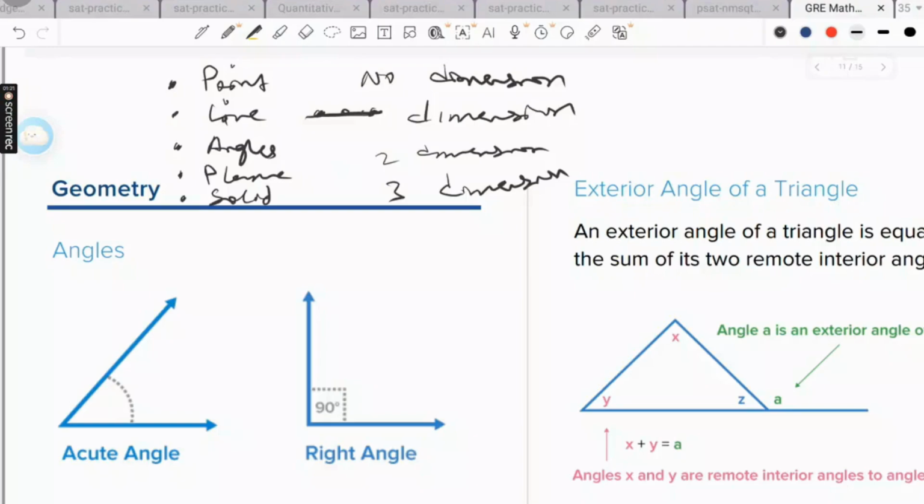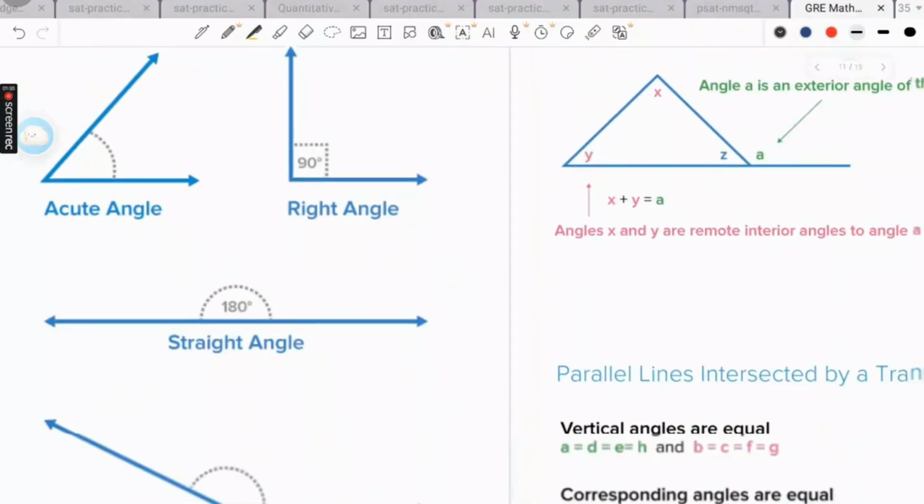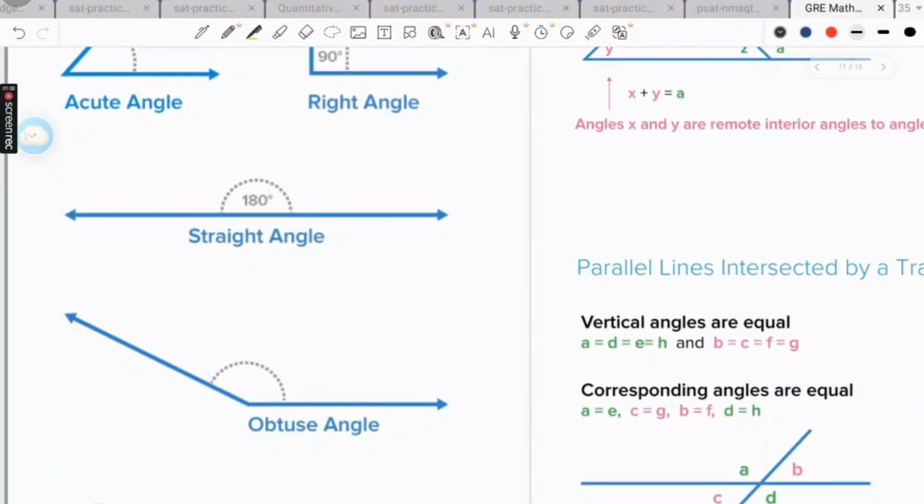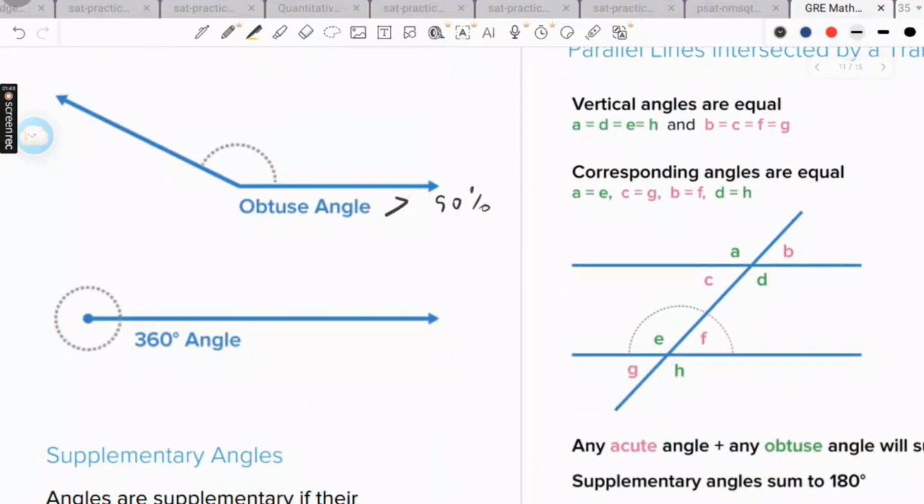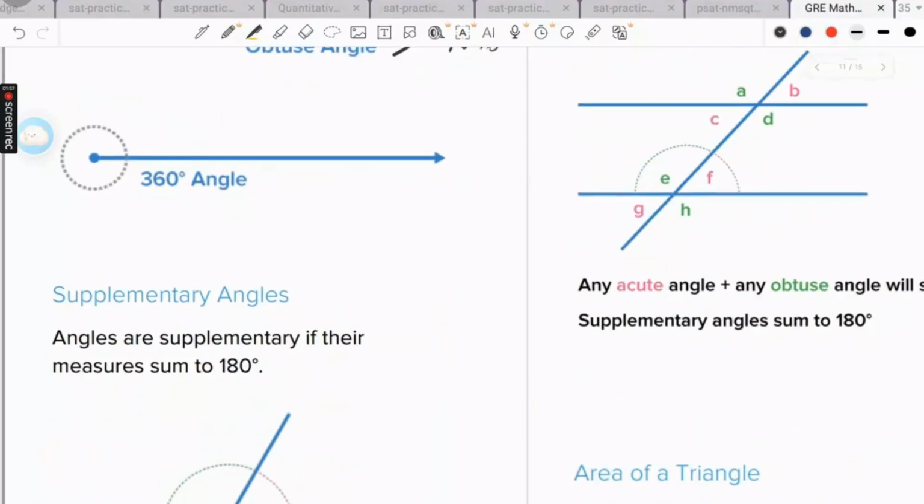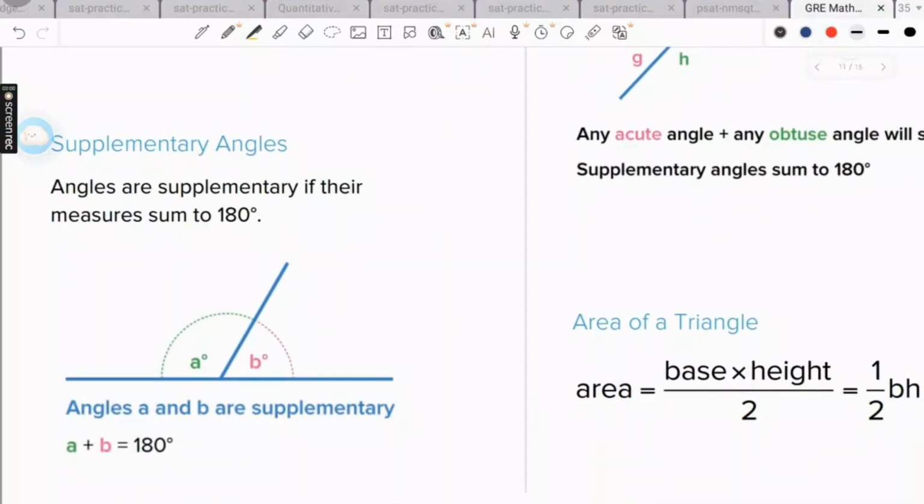So here are the angles. Acute angles: what is not defined here is that an acute angle is less than a right angle. A right angle means 90 degrees, and an acute angle is an angle that is less than 90 degrees. Angle on a straight line is 180 degrees. An obtuse angle is an angle that is greater than 90 degrees, but less than 180. Angle at a point or angle on a circle is 360 degrees. Supplementary angles add up to 180 degrees.